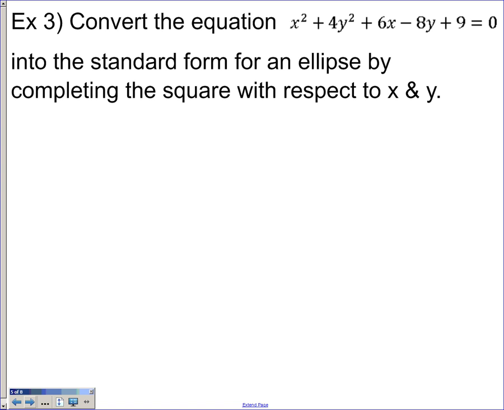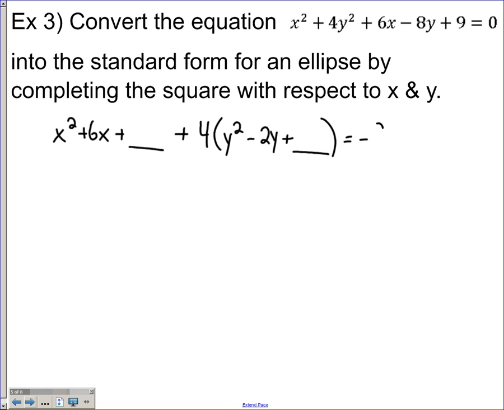So here we go. Let's put x squared plus 6x plus a blank. That's going to be our first completing the square. We're also adding 4y squared, but I'm going to factor out the 4, so I get 4 quantity y squared minus 2y plus a blank. So the 4 times the minus 2 gives me the minus 8y from above. And that's going to be equal to, I'm going to subtract the 9 to the other side, so I get minus 9 plus my first blank plus 4 times my second blank.